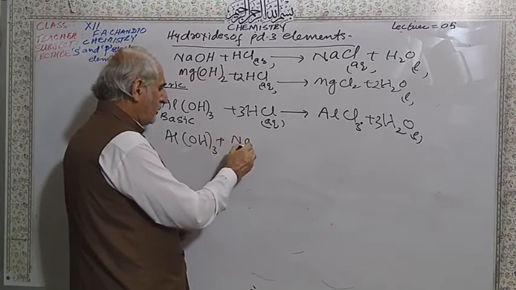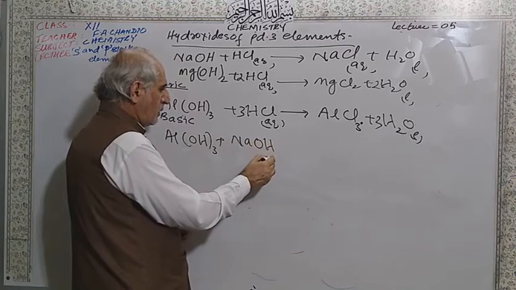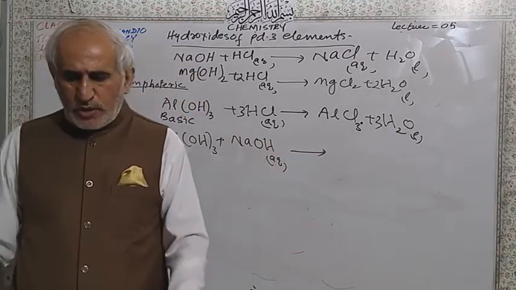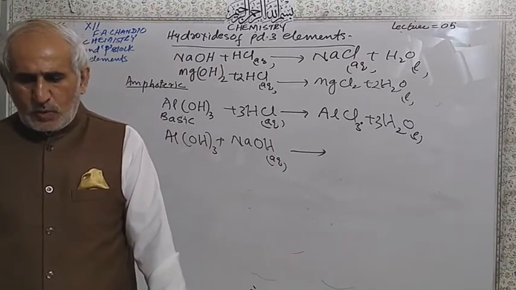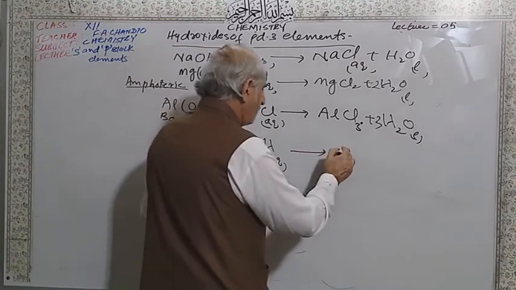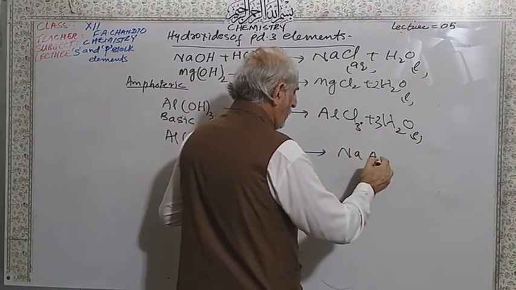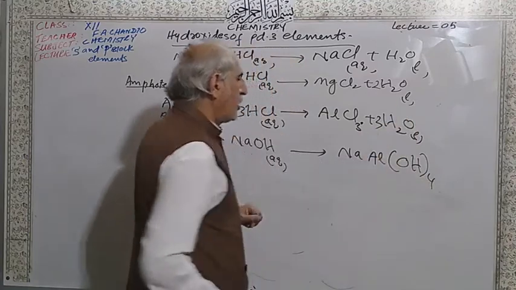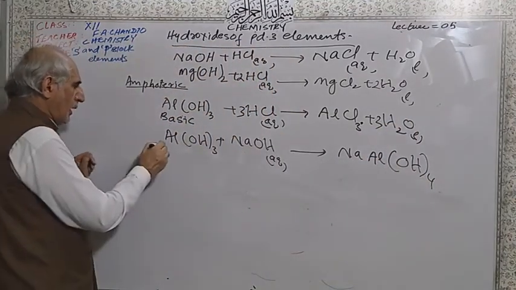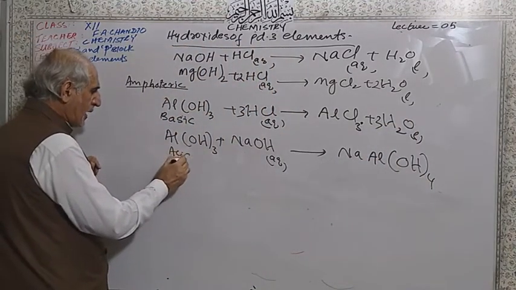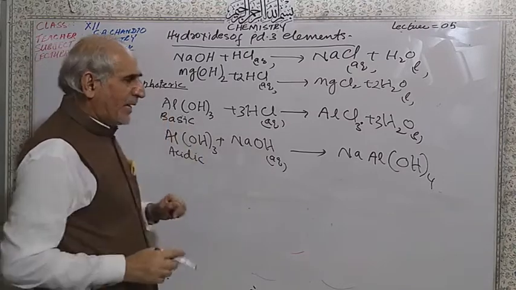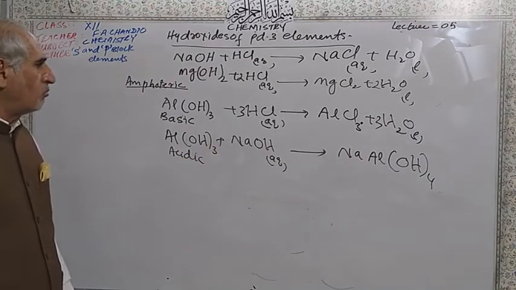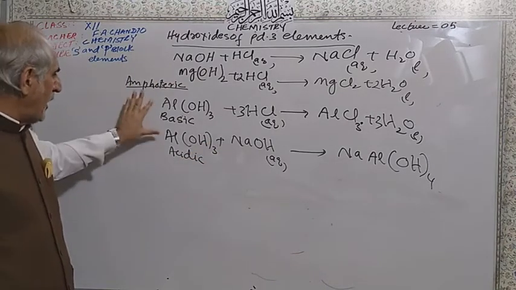So aluminum hydroxide reacts with hydrochloric acid to form aluminium chloride and water. Aluminum chloride is formed and water is also formed. So here aluminum hydroxide acts as a base, because it can react with acid to form salt and water.